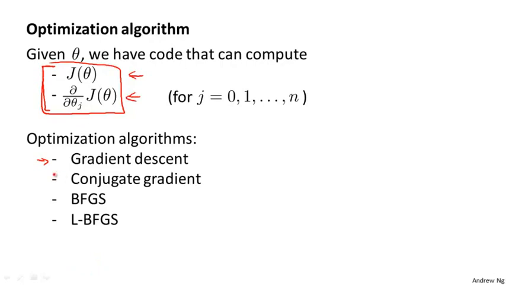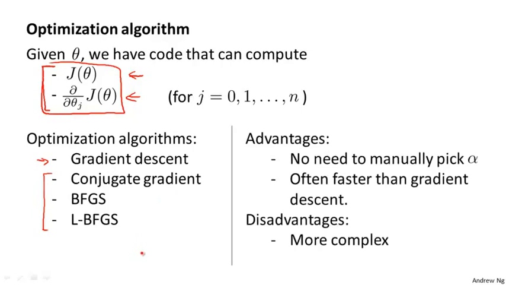The details of exactly what these three algorithms do is well beyond the scope of this course, and in fact, you often end up spending many days or a small number of weeks studying these algorithms if you take a class in advanced numerical computing. But let me just tell you about some of their properties. These three algorithms have a number of advantages. One is that with any of these algorithms, you usually do not need to manually pick the learning rate alpha.